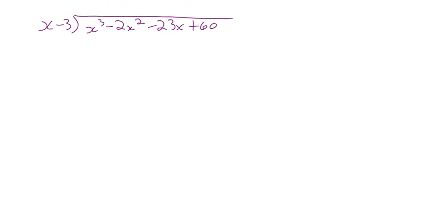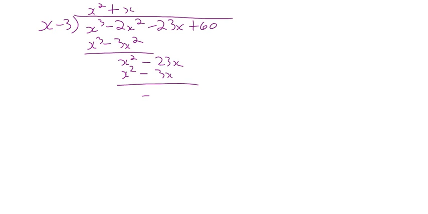All right, so then do it. Go ahead. x cubed divided by x is x squared. Multiply: x cubed minus 3x squared. Subtract, get a positive x squared minus 23x. x squared divided by x is x. Multiply, get x squared minus 3x. Subtract, get minus 20x plus 60. Negative 20x divided by x is minus 20. Gives me minus 20x plus 60. Gives me a remainder of 0. So this divided in evenly.